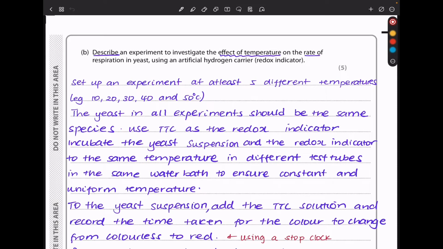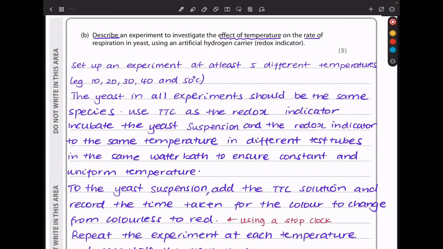In part B, they say describe an experiment to investigate the effect of temperature on the rate of respiration in yeast using an artificial hydrogen carrier, which is a redox indicator. Examples of a redox indicator that could be used include TTC or DCPIP and others. Since we are describing an experiment to study the effect of temperature on the rate of respiration, the independent variable is going to be temperature, so we have to use at least 5 different temperatures. I gave an example 10, 20, 30, 40, and 50.